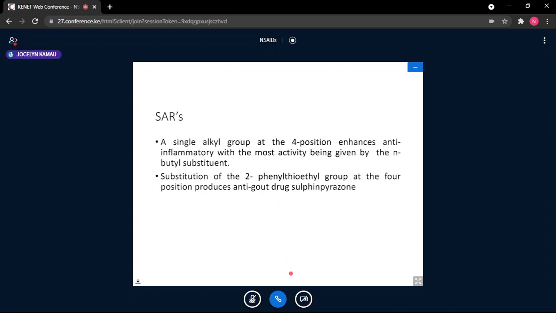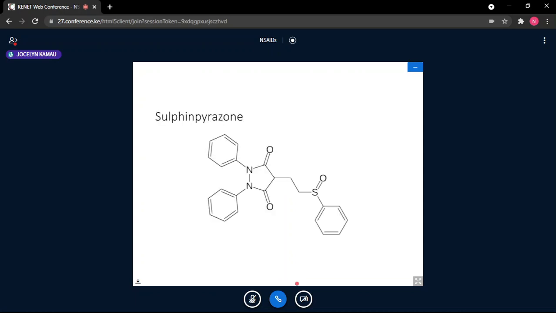And therefore, if you increase the acidity of that group too much, like here you can see you have this group, again electron withdrawing, and therefore this drug, sulfenpyrazone, you can see it is structurally the same. It's a 3,5-pyrazolidinedione.